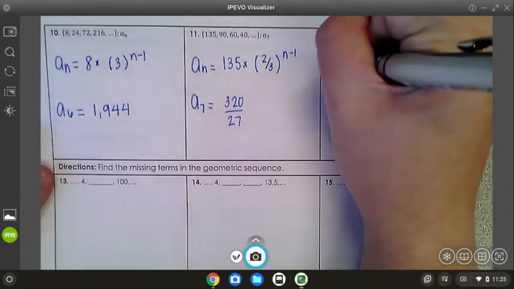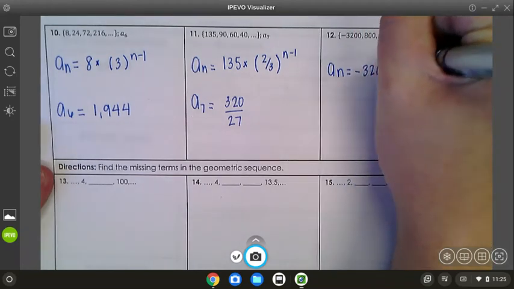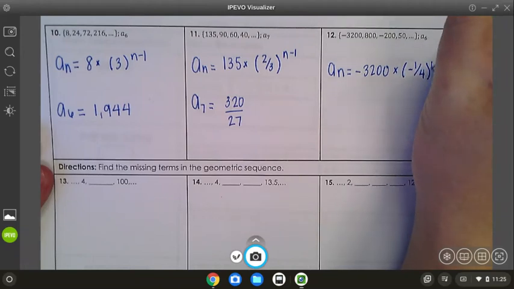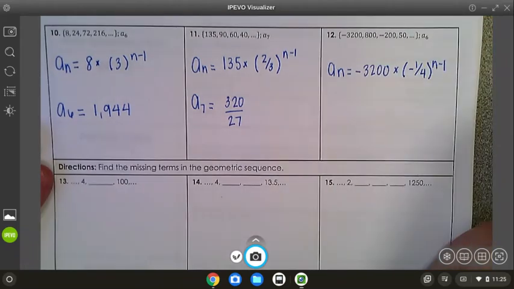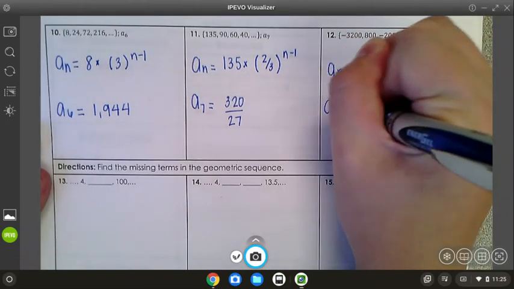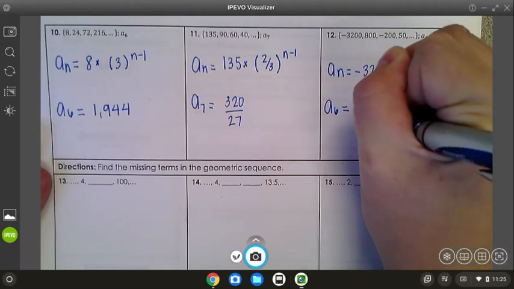And then 12, you got negative 1/4 for your r. So that's what your formula looked like. And then the 6th term, you should have got 25 over 8.